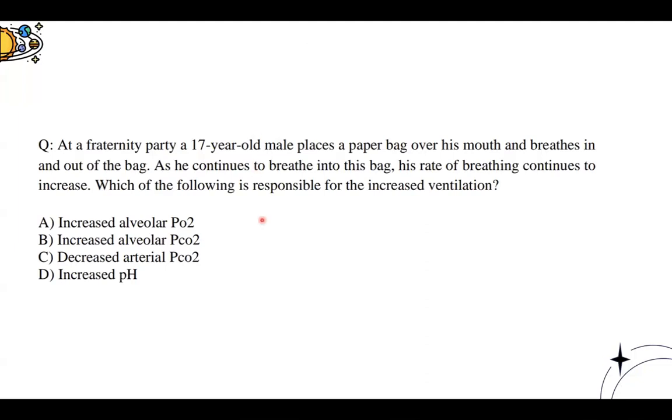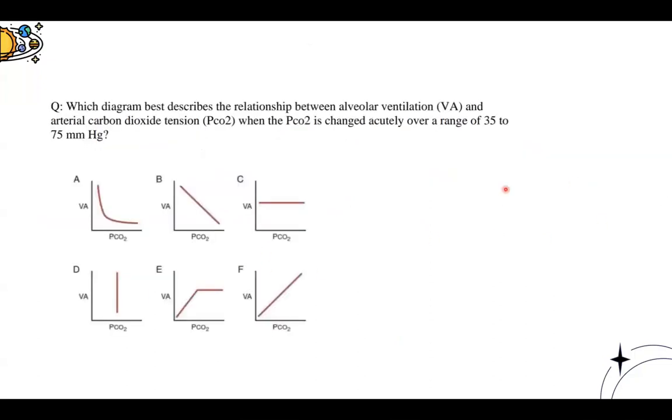Okay, B. So yes, it's B, because if you increase PCO2, you increase your ventilation, right? Because you want to counter the effects of increased PCO2. Next question.